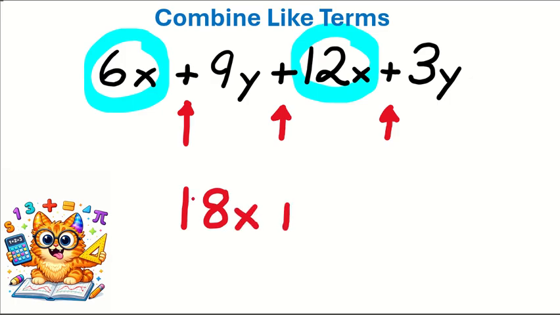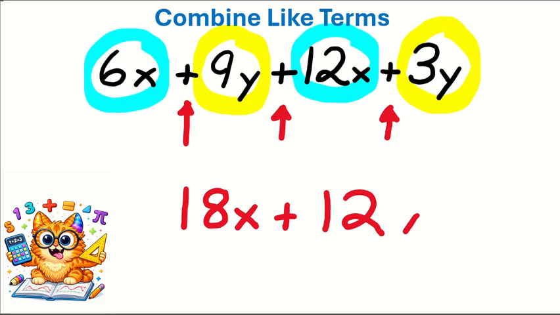And now I am going to combine the other things. I have y's. If I have 9 y's and I combine that with 3 y's, how many y's do I have? That's right, folks. I have 12 y's. And just like that, we have simplified the expression.